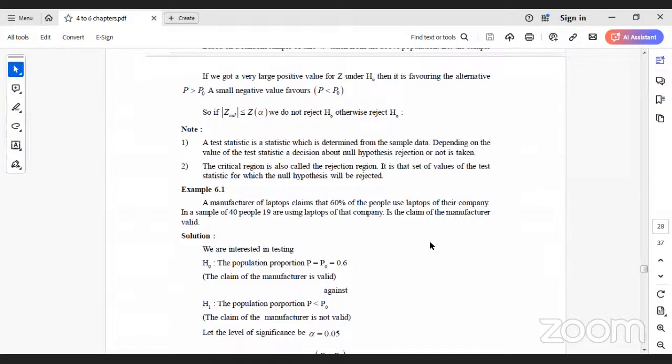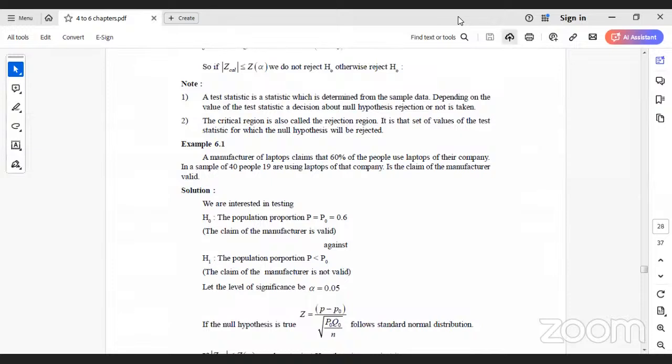Note, a test statistic is a statistic which is determined from the sample data. Depending upon the value of the test statistic, we take a decision, that is, the null hypothesis may be rejected or not rejected. The critical region is also called the rejection region. If the value of the statistic falls in it, the null hypothesis will be rejected.